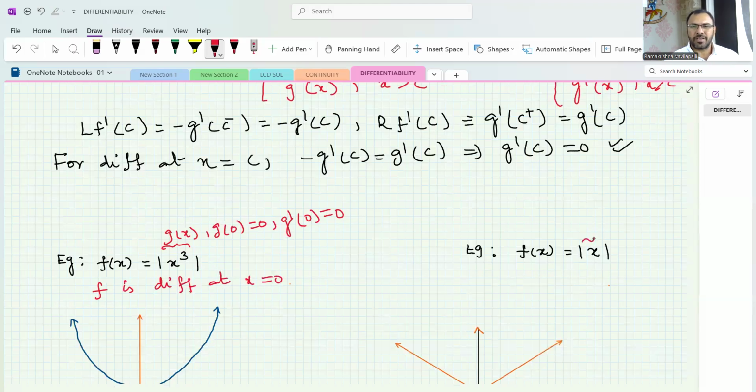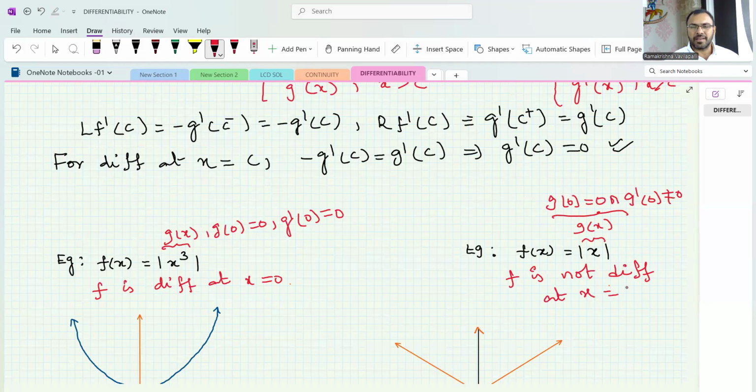See here, this is g of x. Now for this, g of 0 is 0, and g dash of 0 is not equal to 0. So f is not differentiable at x equal to 0.